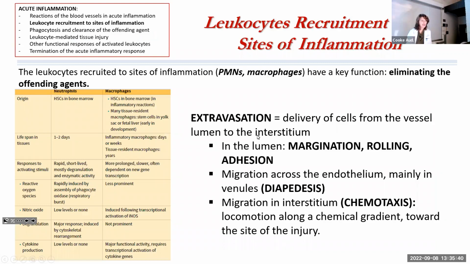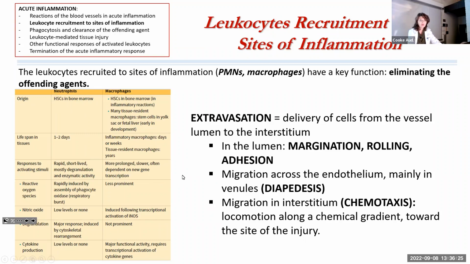All right. Let's continue. We just spoke about reactions of the blood vessels in acute inflammation. Now let's take a look at the leukocyte recruitment to sites of inflammation. The leukocytes will be recruited to the site of inflammation, and they will have a key function. They are needed there to eliminate the offending agent. Here you have another table that compares the polys and the macrophages, which, as I already told you, are the main cellular components that leave the vessel and go into the tissue at the site of the injury. And they are compared by their origin and lifespan and responses to activating stimuli. Again, this is for you to take some time and study it at your leisure.